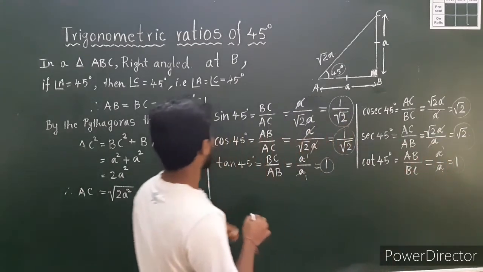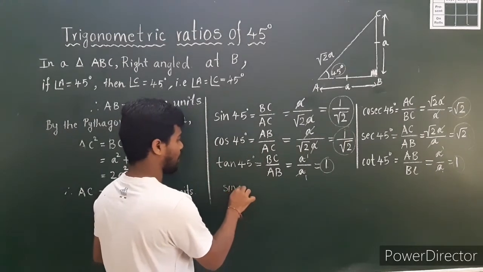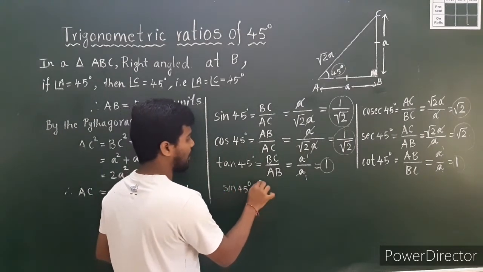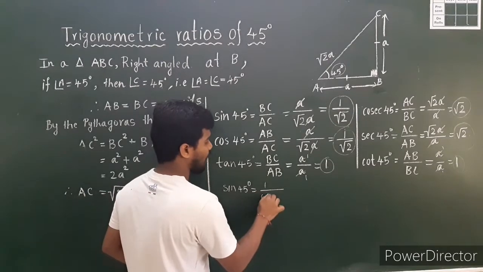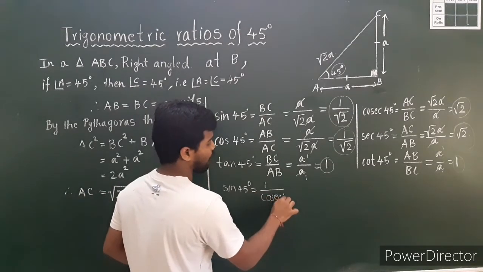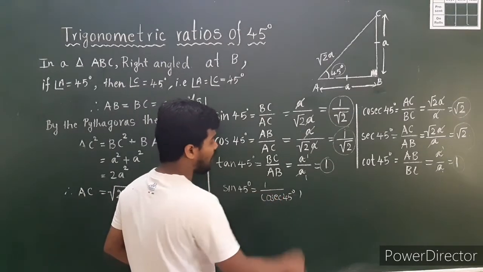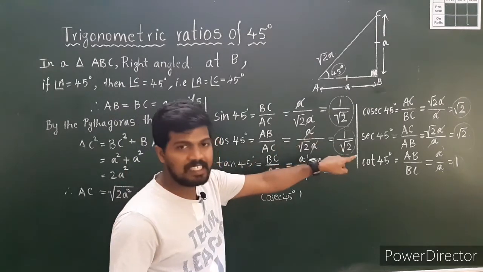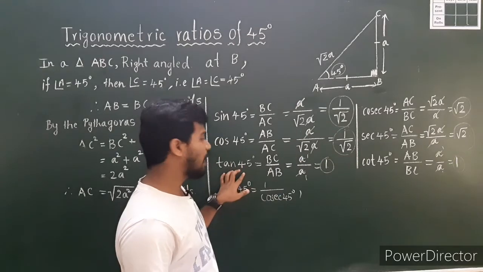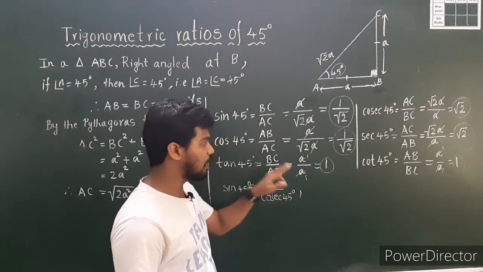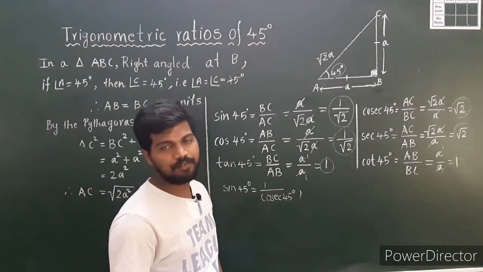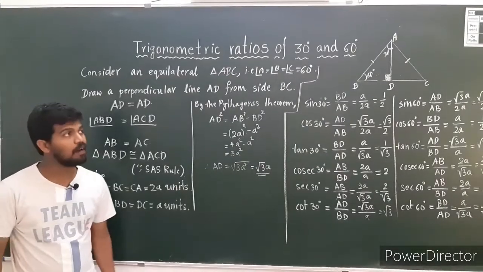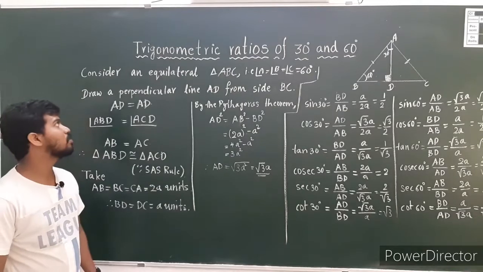That means sin 45 degree is equal to 1 by cosecant 45 degree. So similarly, cos 45 degree is equal to 1 by secant 45 degree. Similarly, tan 45 degree is equal to 1 by cot 45 degree. So now we go through the trigonometric ratios of 30 degree and 60 degree.